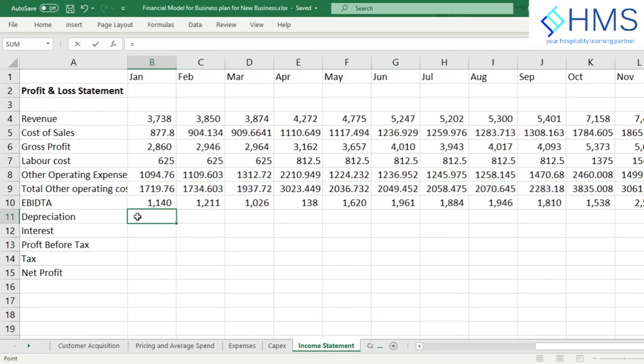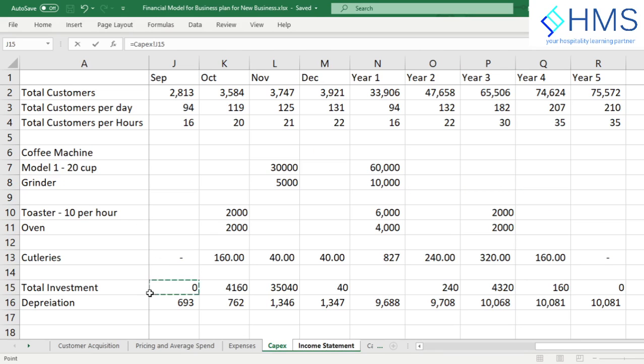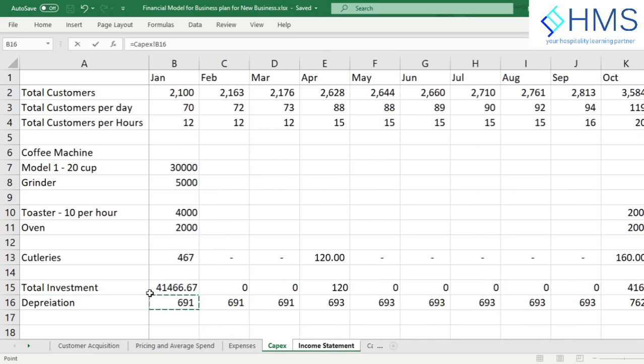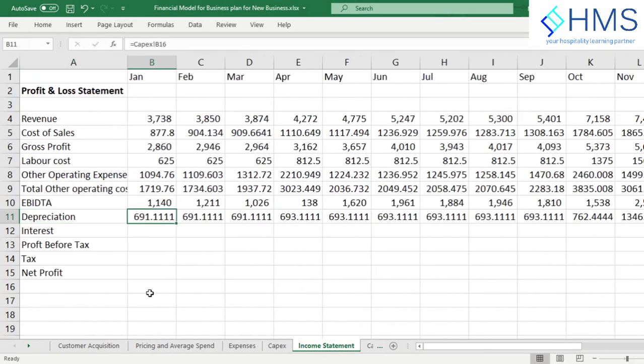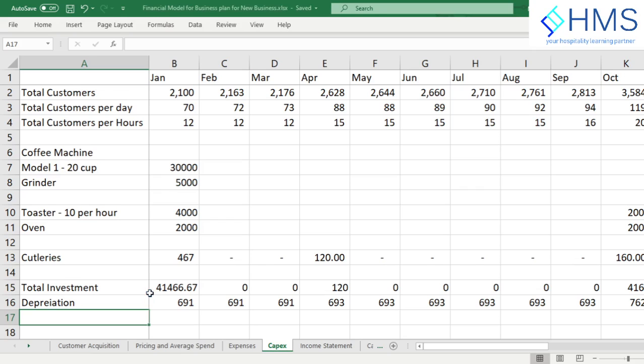Depreciation we have already discussed. Here is your depreciation. So we can copy this till the end. See, once you have a similar setup, it's not very difficult and it's super fast to do the models. Interest. We have not calculated interest, but now we can calculate it.